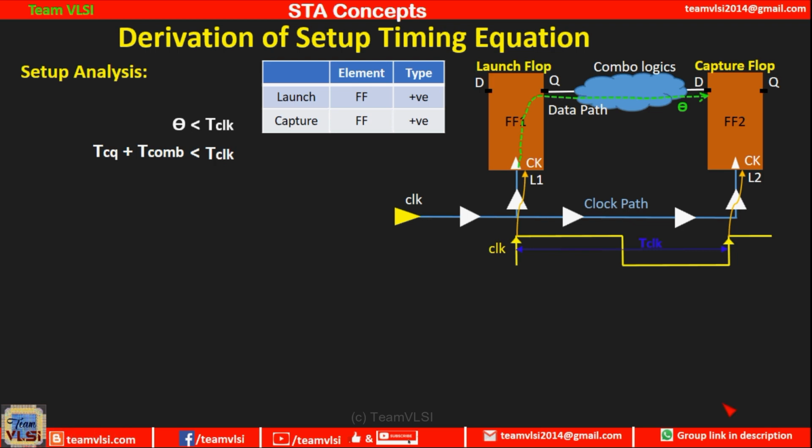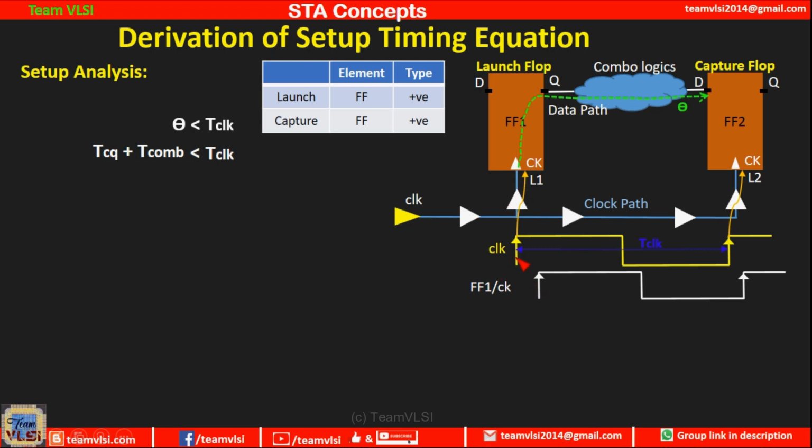So let's add a more practical scenario to this situation. Actually, the clock does not suddenly appear at the CK pin. It will take some time to propagate the clock signal from the clock pin to the CK pin of the flop, and that is called latency. Suppose flip flop 1 has latency L1, then you can see here its rising edge will appear after L1 time.